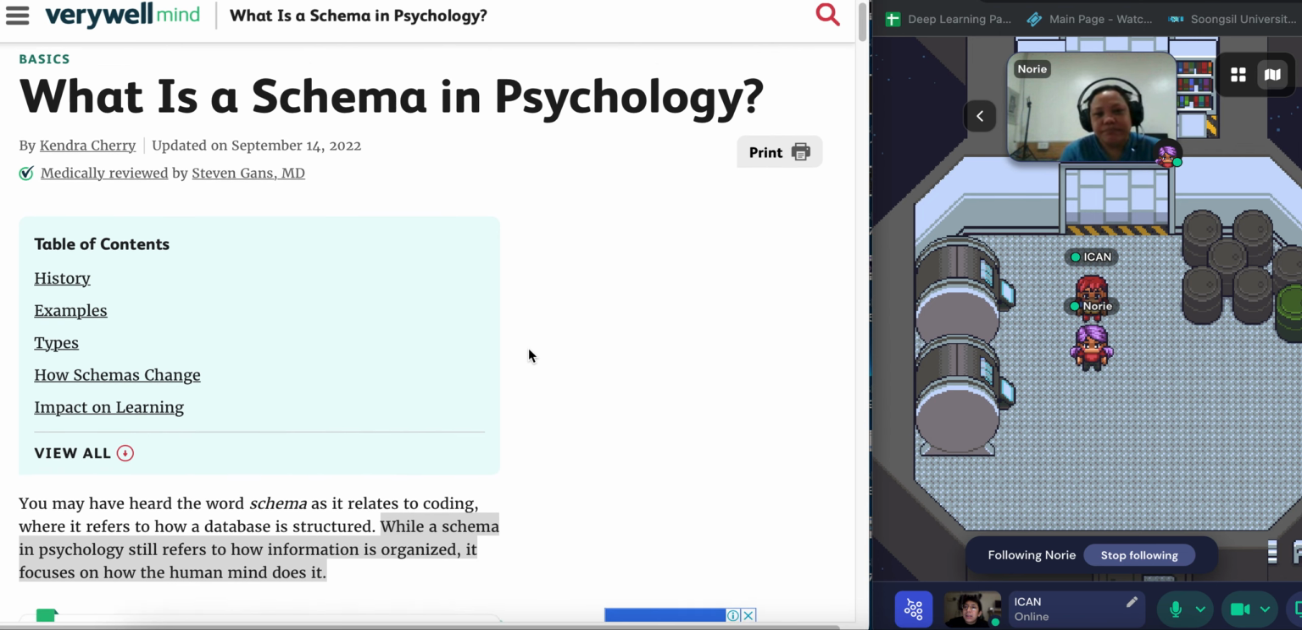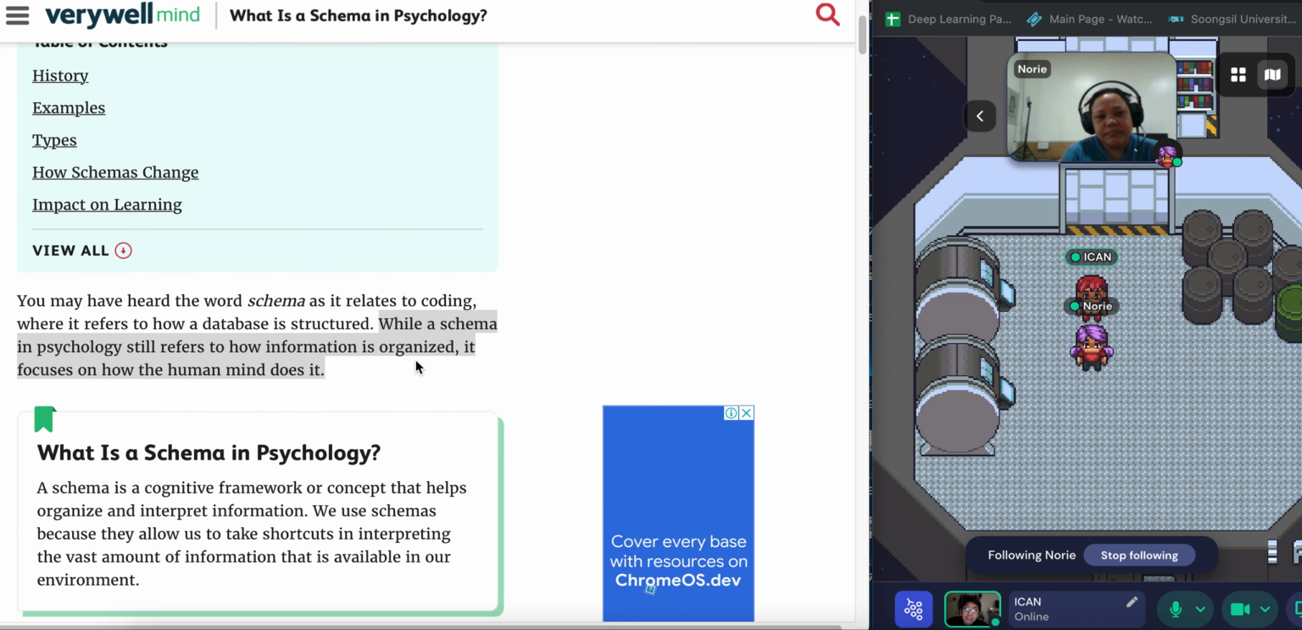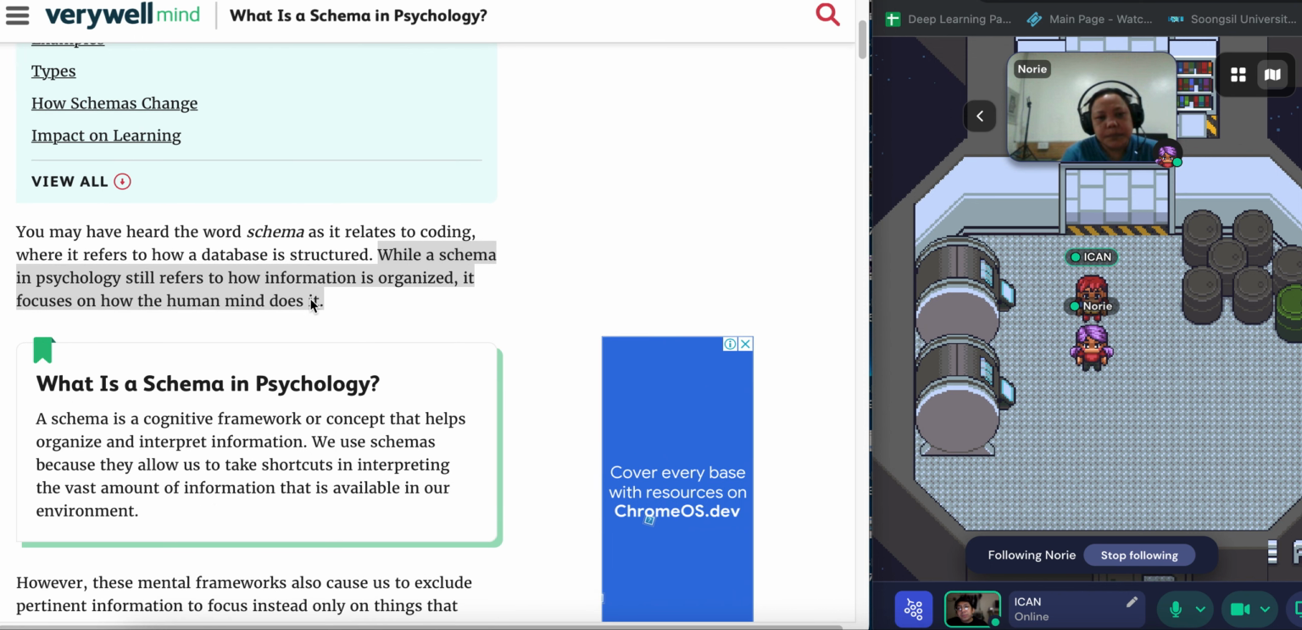So, in psychology, it refers to how information is organized, and it focuses on how the human mind does it. So, like what you said, schema is understanding something based on what we know. A schema is not universal in a way because everyone has their own experience in life. So new information for me may be perceived quickly or differently than how you can perceive something because of so many factors, right?